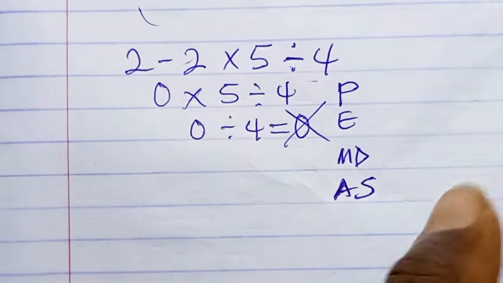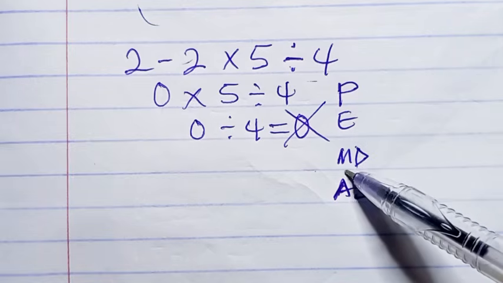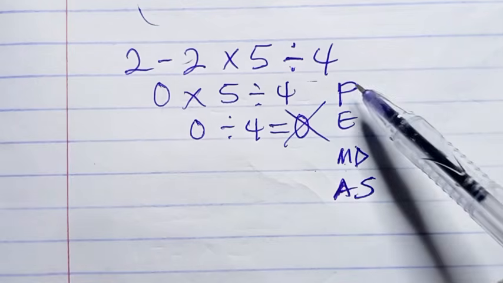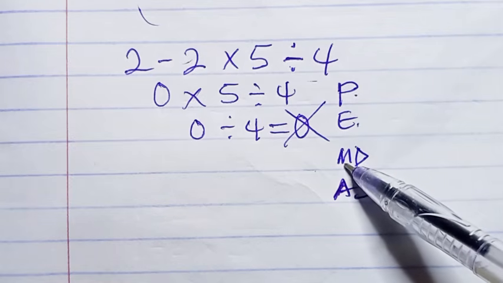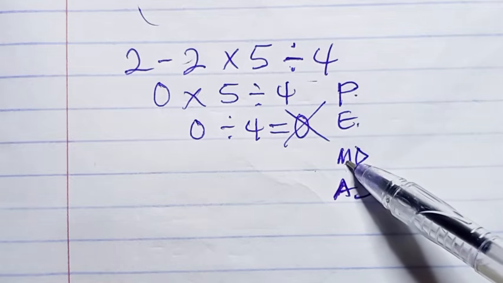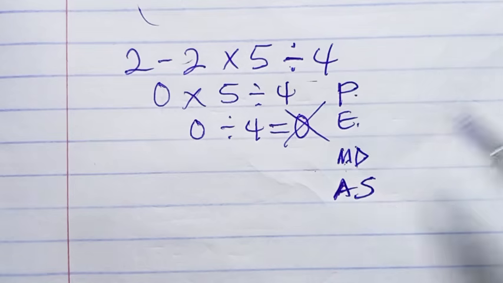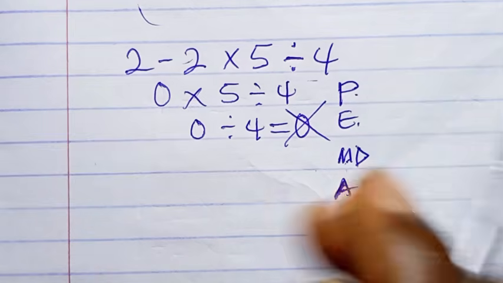But this answer is very wrong, because PEMDAS says we have to do multiplication first. Since in this question there is no parenthesis and no exponent, according to PEMDAS we have to do multiplication and division first, followed by addition and subtraction, following the rules from left to right.